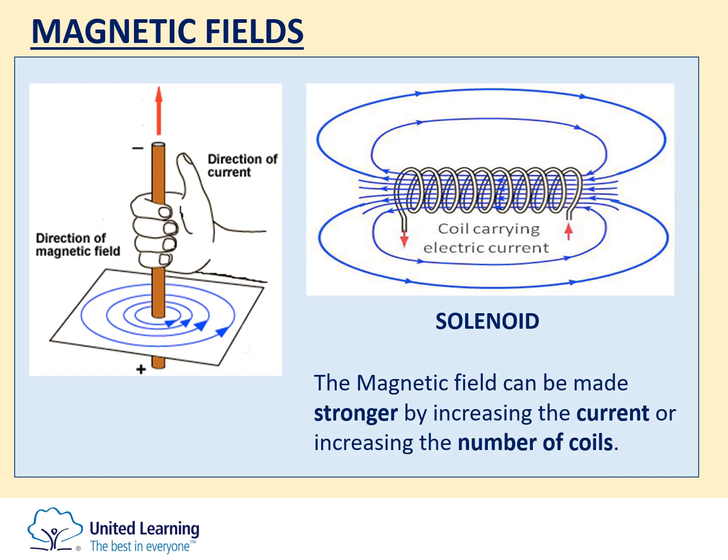Now, for a solenoid, you can make that magnetic field stronger by increasing the current in the wire or increasing the number of coils in your solenoid.